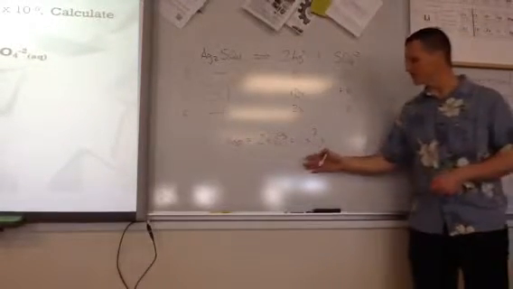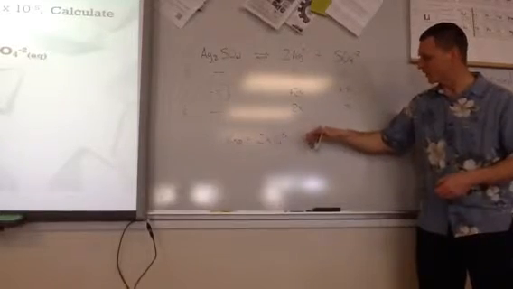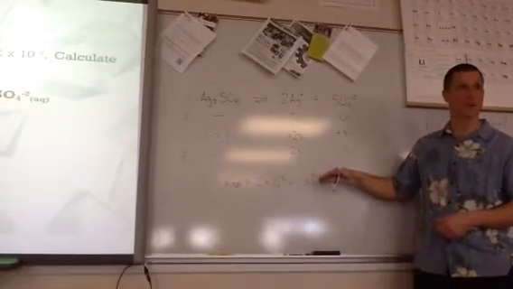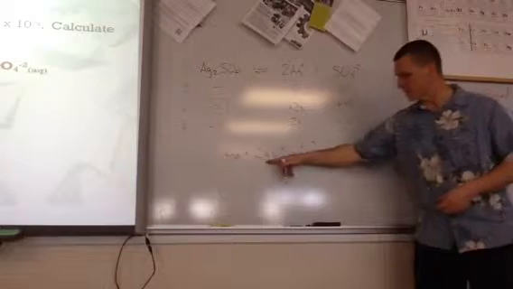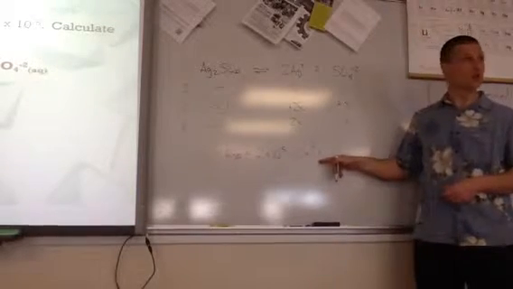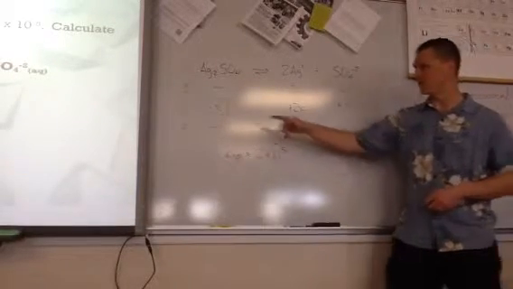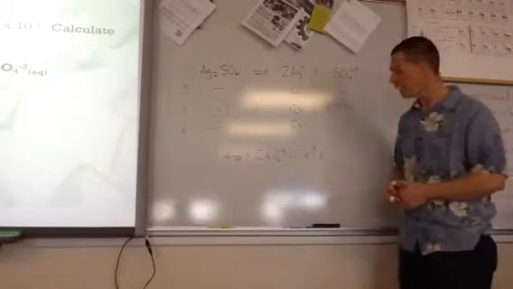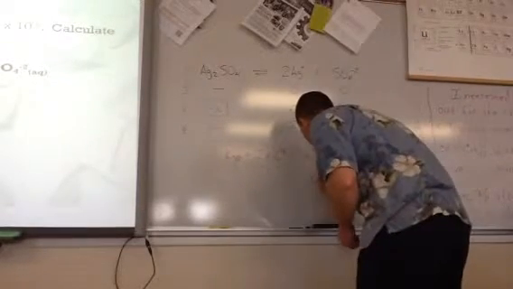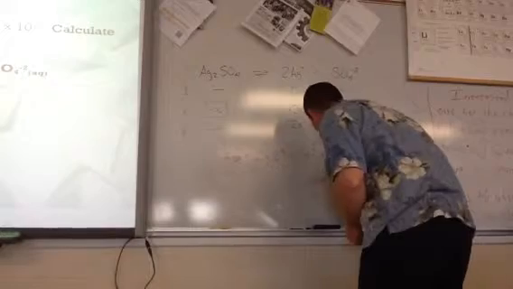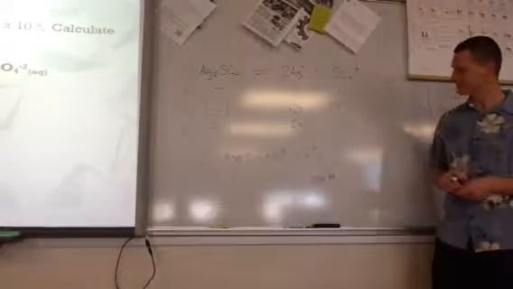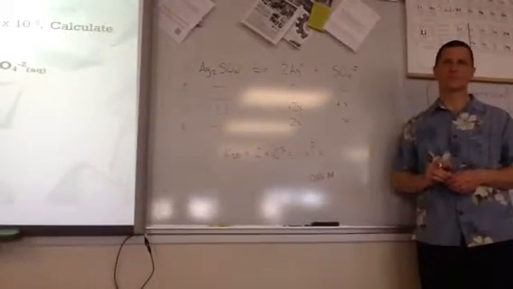So just solve for x in this case. This term right here is 4x squared times another x, which makes it 4x cubed. So you're going to take that number, divide by the 4, and then take the cube root of it to get your x value, which is what we're looking for, the solubility. So you get 0.014 molarity. Everybody get that?